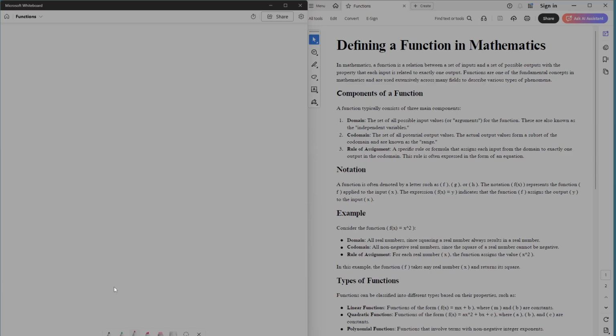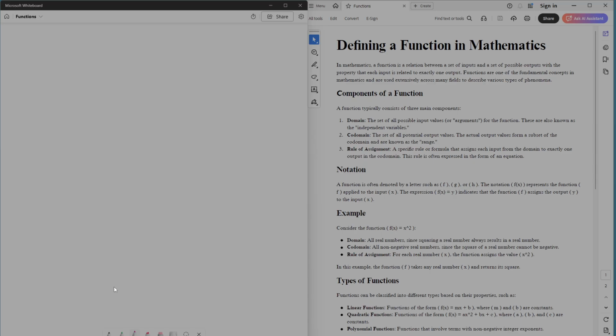A function is a relation between a set of inputs and a set of outputs, with the property that each input is related to exactly one output. Functions are one fundamental concept in mathematics and are used extensively across many fields to describe various types of phenomena.